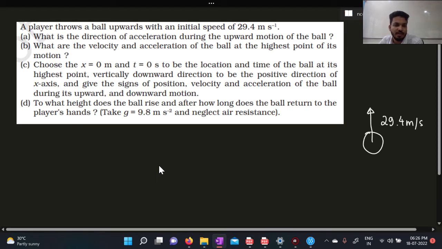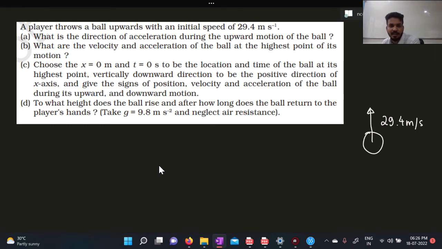The first question is, what is the direction of acceleration during the upward motion of the ball? The words upward motion are kind of redundant here, because the direction of acceleration does not depend on where you throw the ball. If you have a ball in air, it will always be attracted towards the earth, no matter whether it is going upwards or downwards, right? The ball will always get accelerated downwards.